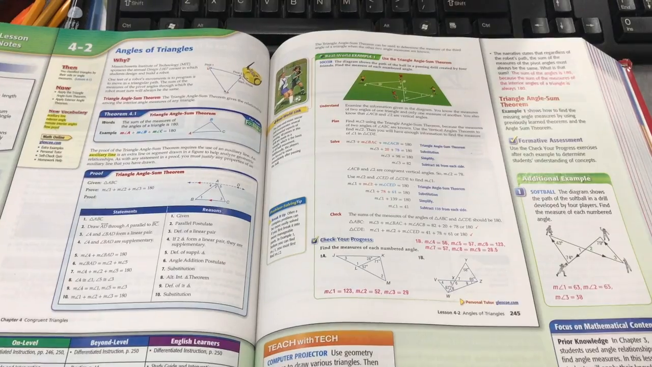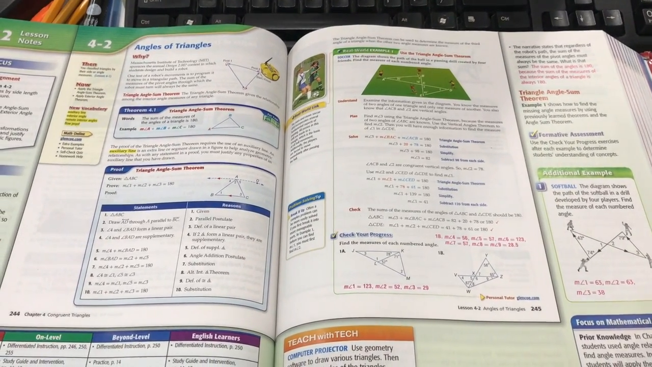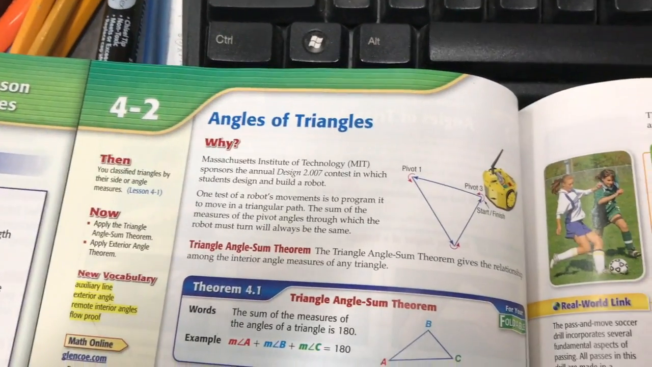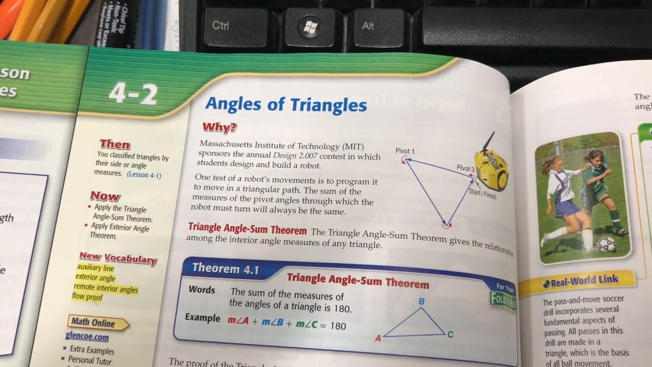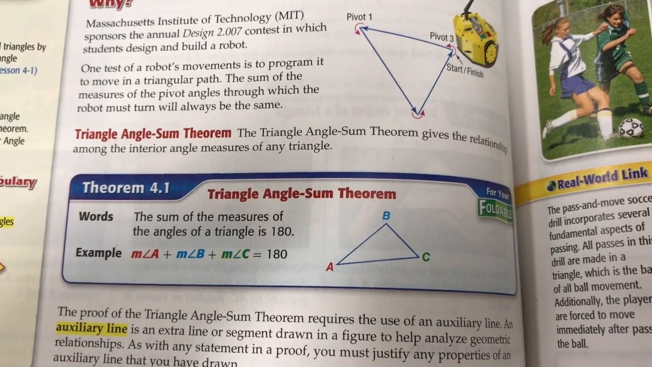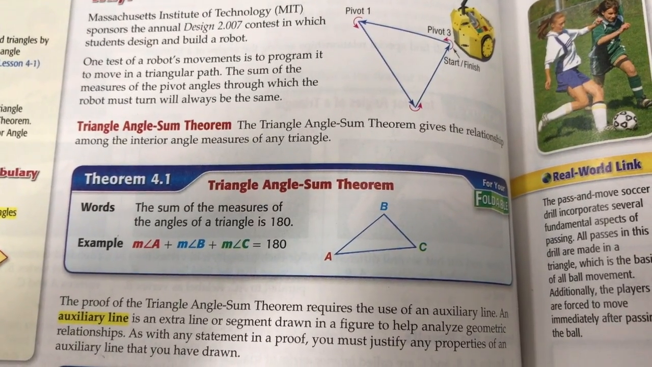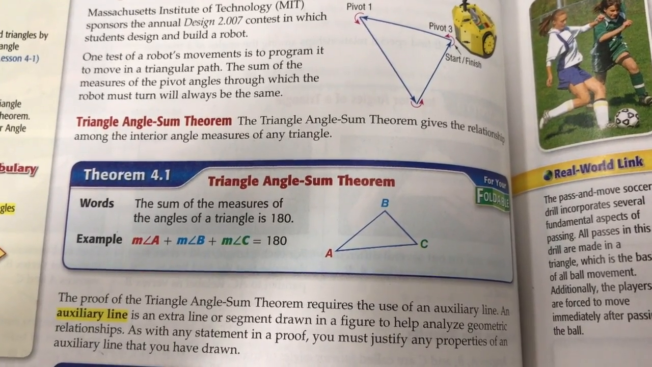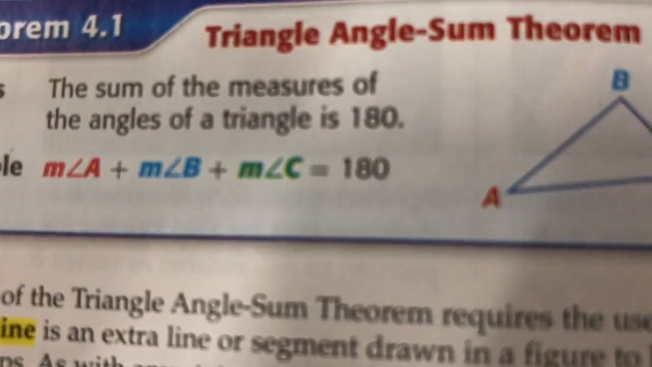Here we go. So first off, you want to open up your textbooks to page 244, 245, section 4.2, angles of triangles. One thing we all know and you're all very familiar with is the triangle angle sum theorem: the measures of angles A, B, and C all add up to 180. All right, so I know most of you know that.